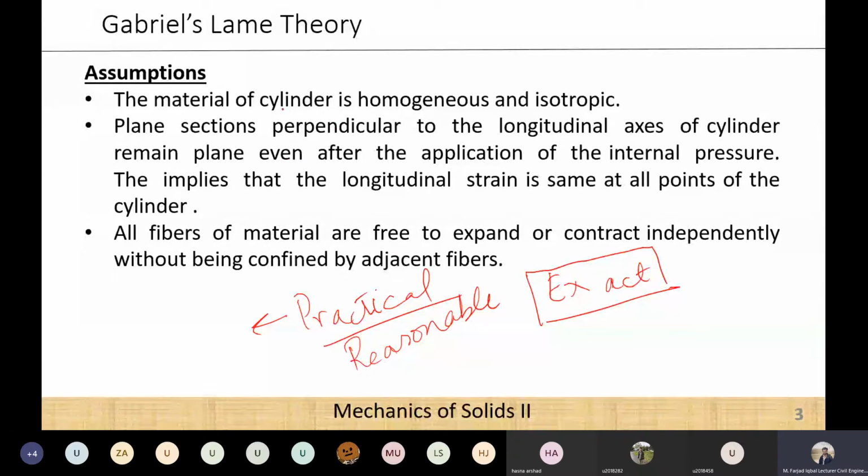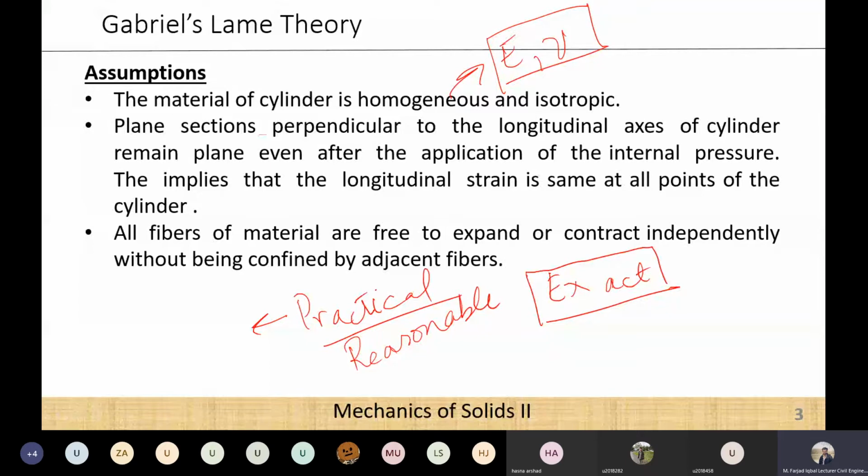This scientist made some assumptions to derive the solution of thick cylinder, and these were that the material of the cylinder is homogeneous and isotropic. By homogeneous or isotropic, it means that the material constants such as E or nu will be constant for one type of cylinder, and they won't vary with length or any other factor. And the plane section perpendicular to the longitudinal axis of the cylinder remains plane after the application of internal pressure. So what does this mean?